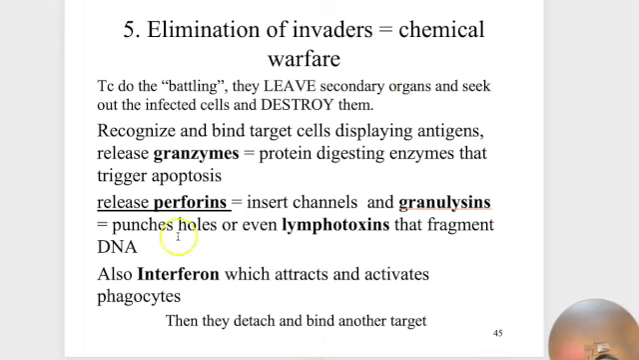Here are some of the things we saw already. T cells do the battling. They leave the secondary organ and seek out the infected cells and destroy them. Once they recognize them, they release granzyme. Okay, it's a protein digesting enzyme that triggers apoptosis, which is cell death. They release perforin. Remember, it makes holes. Okay, lymphotoxin fragments the DNA. Also interferon, which attracts and activates phagocytes.